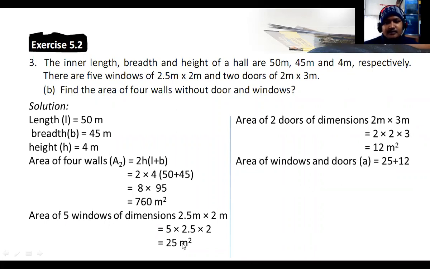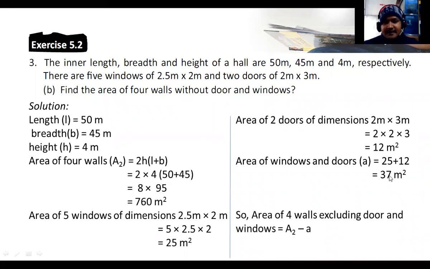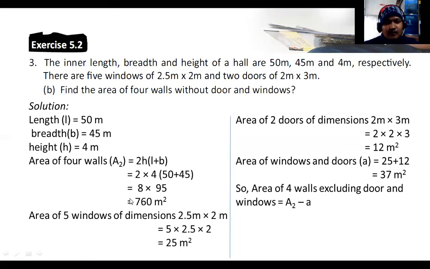Now add these both values, that means area of windows and doors, 25 plus 12, it is equal to 37 meter square. Now subtract this area from the area of 4 walls.